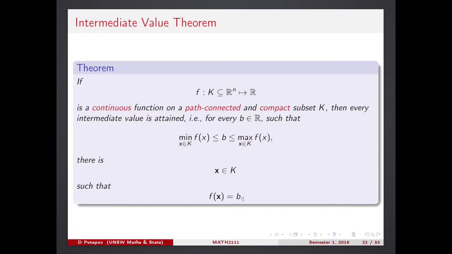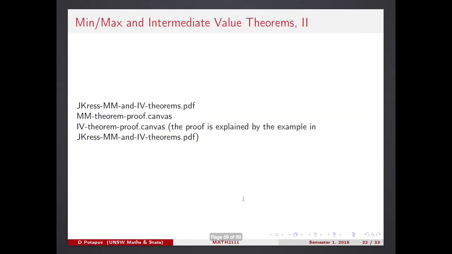All of the assumptions in both theorems are important. In the preceding theorem, continuity and compactness are important assumptions. If you drop either of them, the theorem is no longer true. The same is true about the intermediate value theorem. All three assumptions are important. If you drop continuity, path connectedness, or compactness, you will in principle be able to come up with a counterexample to the theorem. And in fact, in this PDF file, there are some examples. I'll show them to you.